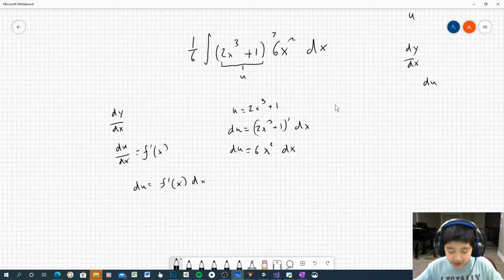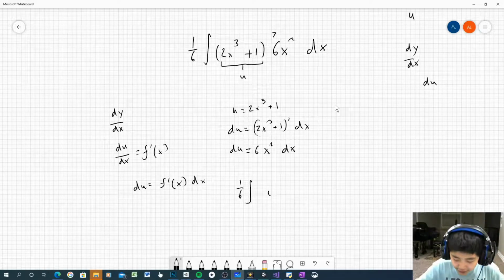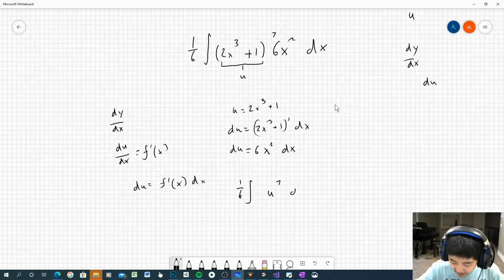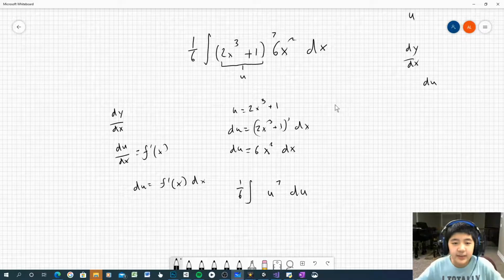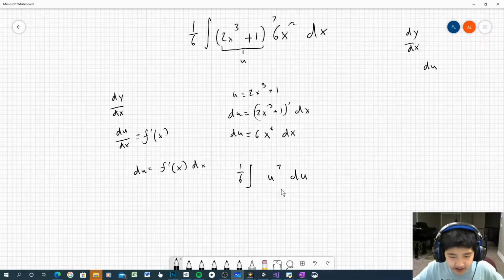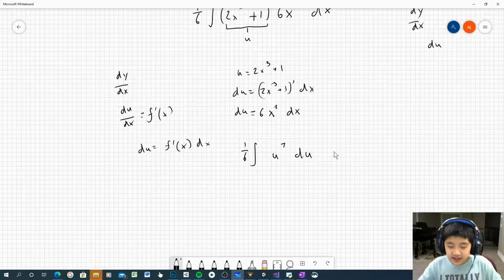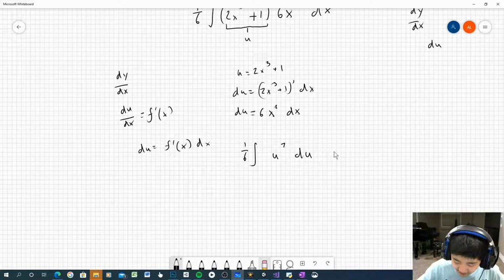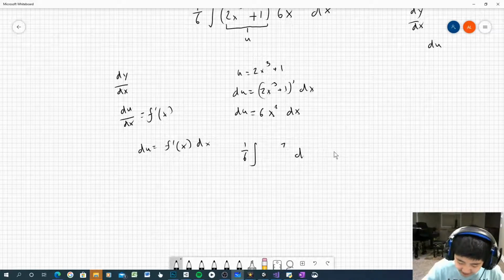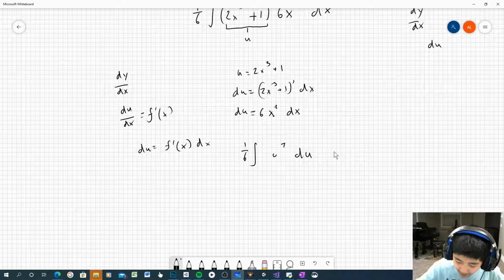traced back into 1/6 times this inner thing, u, to the power of 7, times du. This is u because we defined it as such, and this is du because we solved for that there. And now that we found that, we can treat this just like any other integral. Just put u, imagine like you're using x, so this would be the same as saying dx with that, except it's just using different variables.